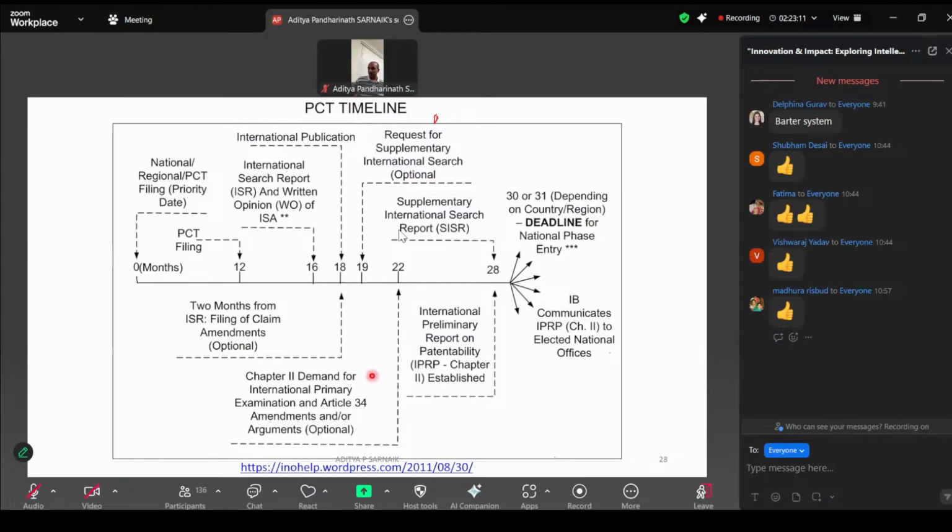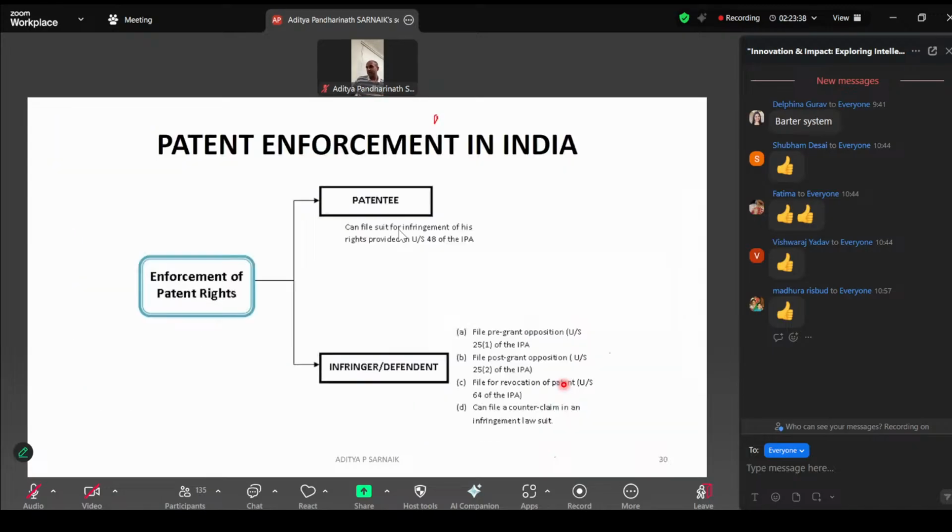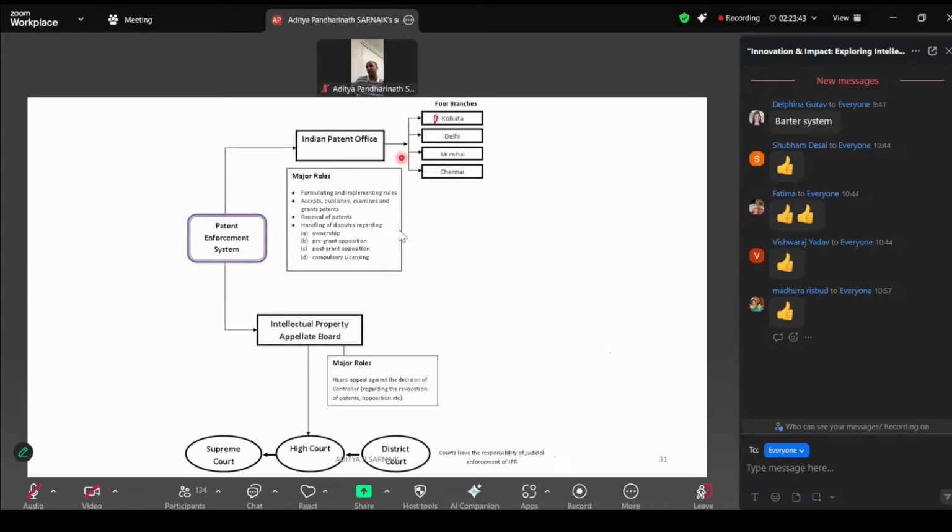Like our ordinary patent timeline, you have PCT timeline also to apply into multiple countries. Okay, so that is how the IPR patent protection works. There are other related acts like Plant Variety Protection and Farmers Right Act, geographical indication, traditional knowledge, cyber security, and other IPR acts like copyright, trademark, industrial design, and circuit design, and so on. I already spoke about the enforcement system, like the judiciary system, Indian Patent Office and IPAB. We have Intellectual Property Appellate Board, High Court, Supreme Court, District Court, the same way.